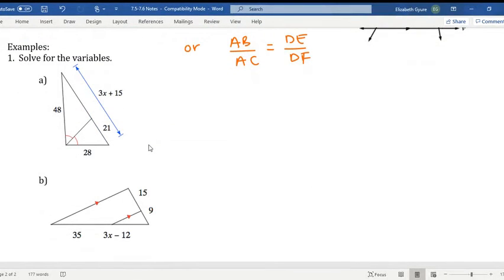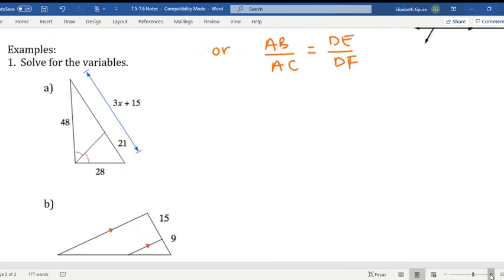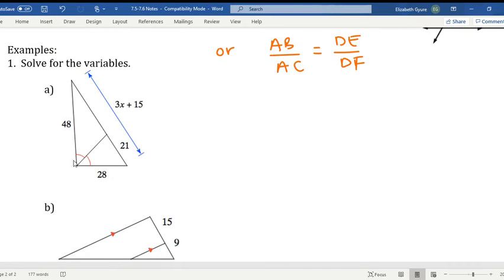All right. So number 1, solve for the variables. Here, you can see we have our congruent angles. So this says apply the angle bisector theorem. This segment's going to be your angle bisector. So we have our proportional parts along the side that's being split up to the other 2 sides.